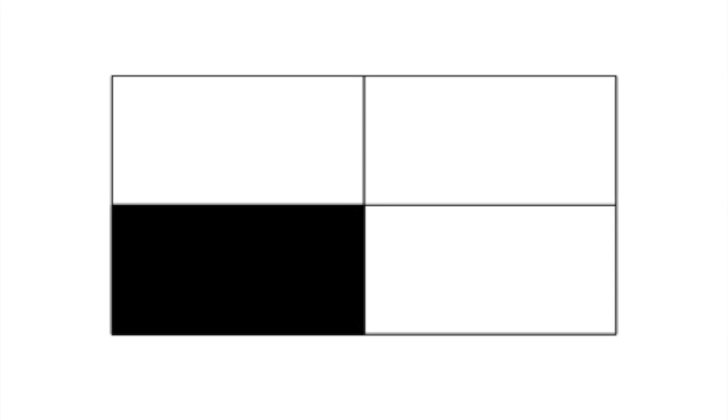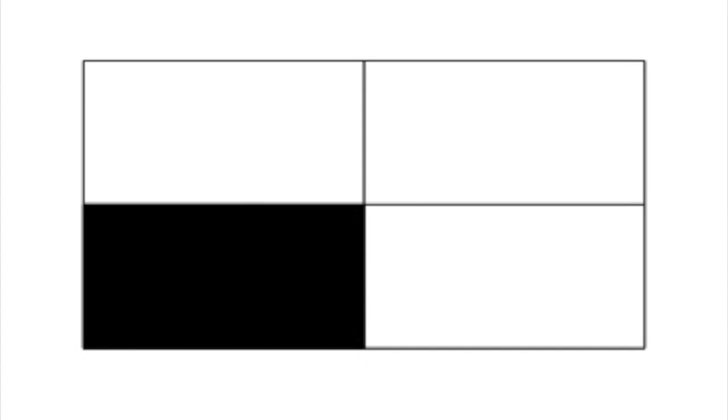Pause the video for each of the next 5 images to find the fraction of the shaded portion. 1/4 of the rectangle is shaded. 1/3 of the circle is shaded. 1/2 of the square is shaded. 1/8 of the rectangle is shaded. 1/6 of the circle is shaded.